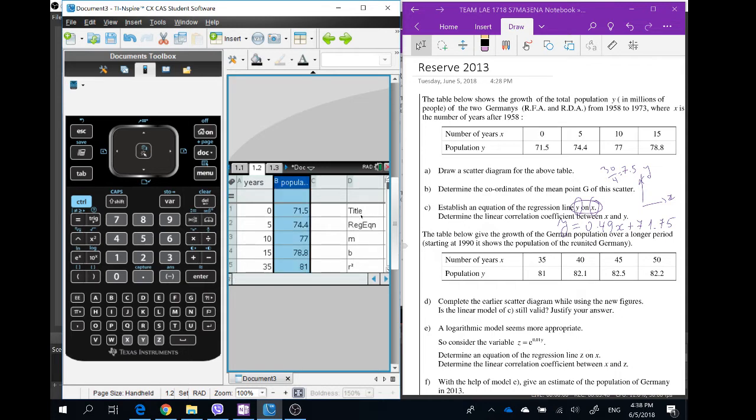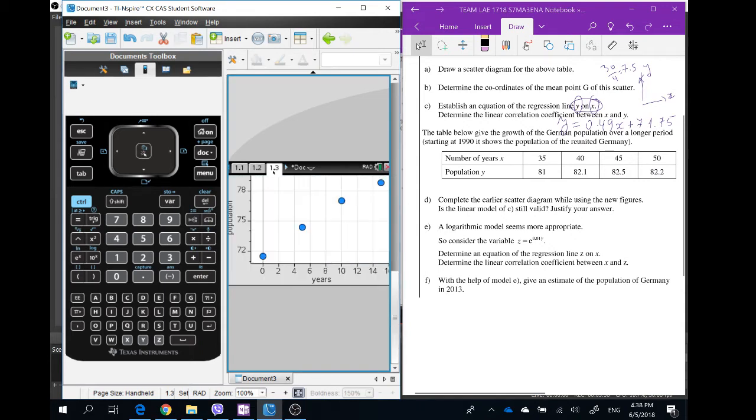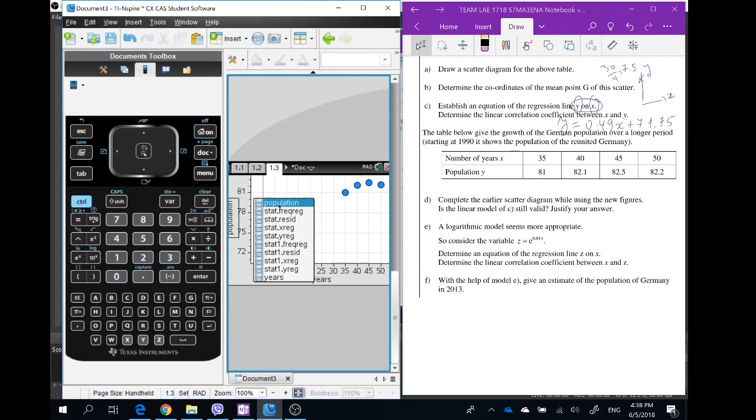And then I have to do the same calculation because I have to complete the earlier scatter diagram. When I click here, years, population, I just have to refresh. So I have the scatter diagram. See, this is the new scatter diagram. Again, copy. And then, is this a linear model?